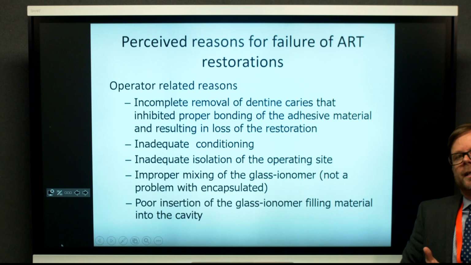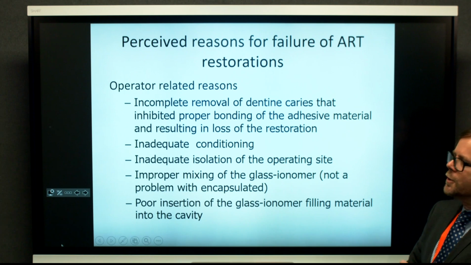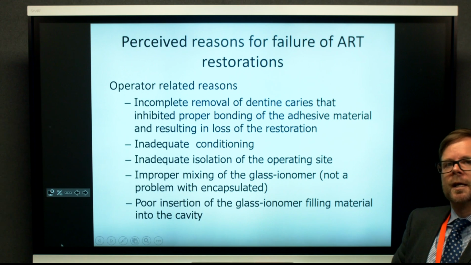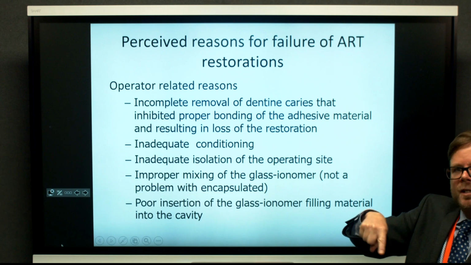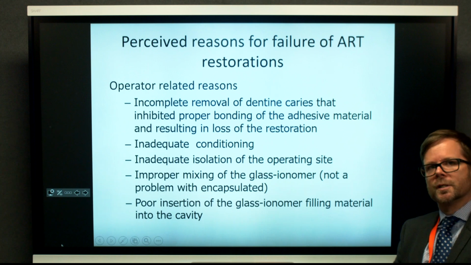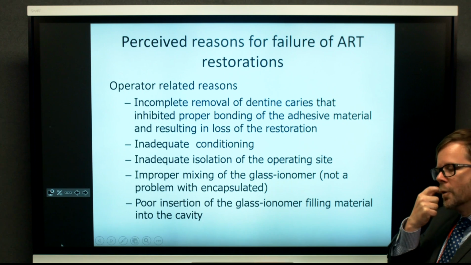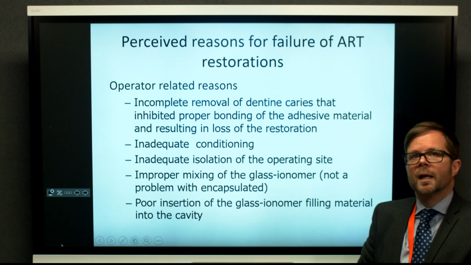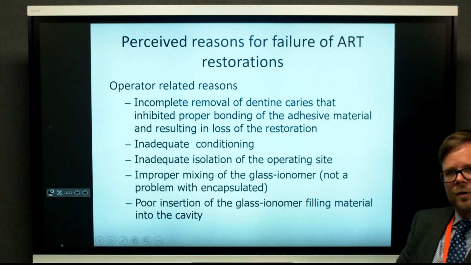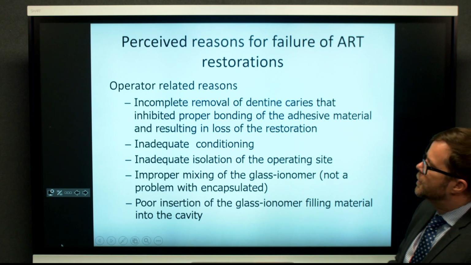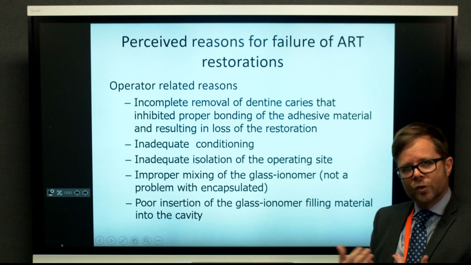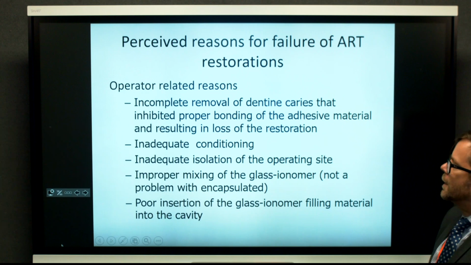But generally, the reasons that we see or assume lead to failure are the incomplete removal of dentinal caries, particularly around the dento-enamel junction, and that's where the bond of the GIC is the most important. So inadequate or incomplete removal of necrotic dentine. Inadequate conditioning, so we don't condition the cavity well, so there's a failure of adhesion of the GIC. It could also be because of inadequate isolation, too much moisture, and therefore a failure of the glass ionomer cement.